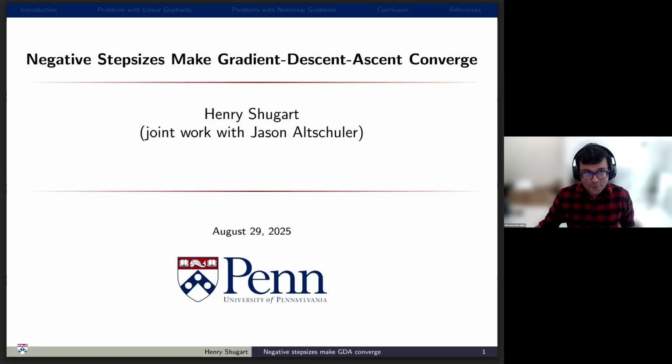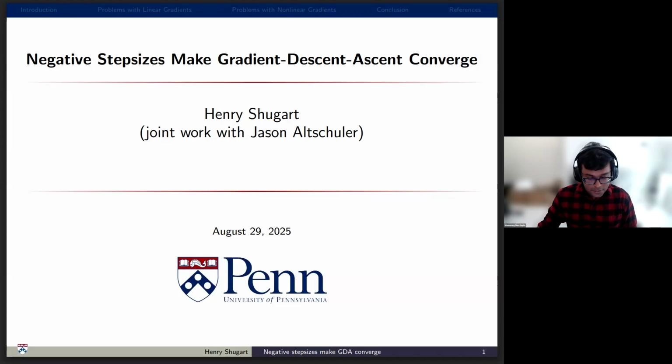Along with Ernest Ryu at UCLA, we are the joint organizer of the seminar series called Friends of Optimization. And today we have a very exciting talk titled Negative Step Sizes Make Gradient-Descent-Ascent Converge. And the speaker is Henry Shugart.